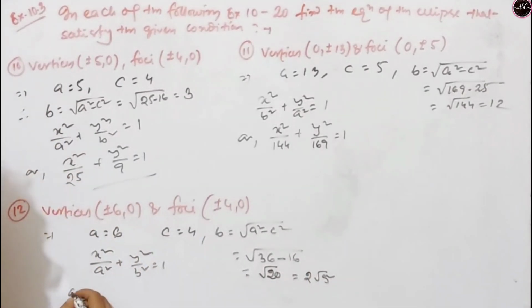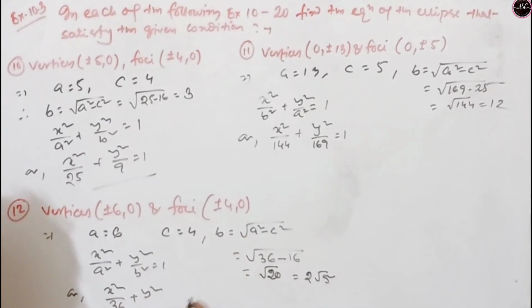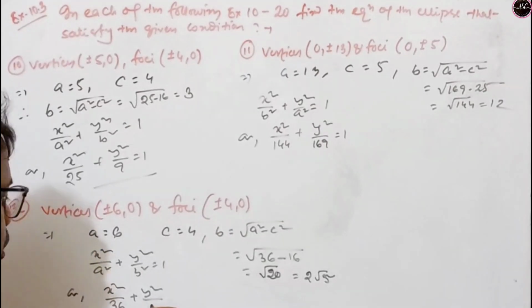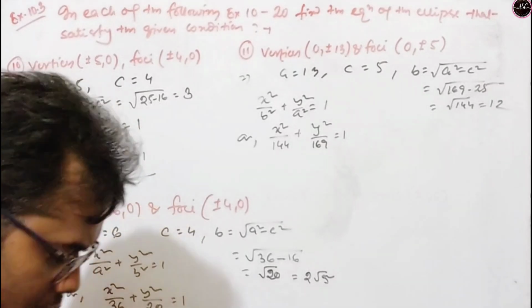Okay, so just write here the values, x square divided by a square equal to 36 plus y square by b square equal to 20, equal to 1. That is the required equation. Okay, just look at this question.